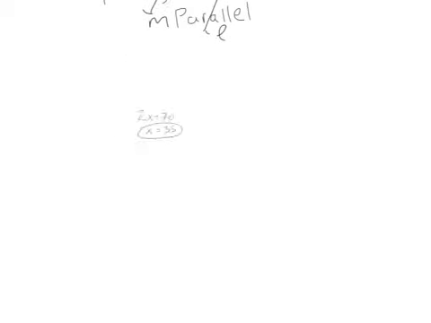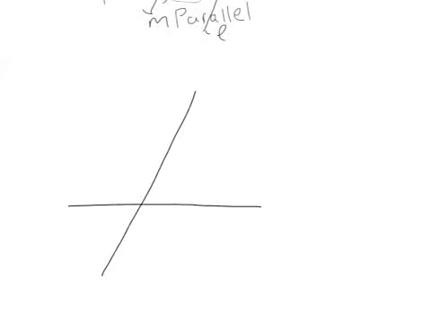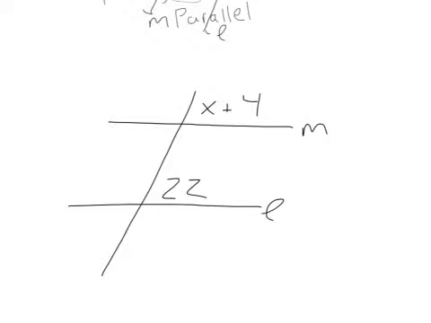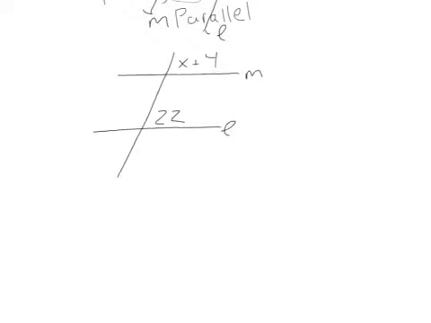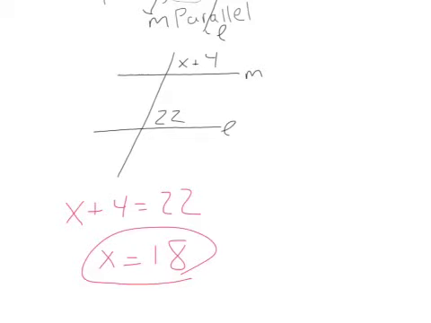Another type we might have, let's say we had something like this, and I wanted you to tell me what value of x would make these, let's say this was 22, what value of x would make lines L and M parallel? Well, looking at these, they are corresponding angles, so I know corresponding angles have to be congruent, so I can say x plus 4 is equal to 22, and I subtract 4 from both sides and I'll get x equals 18. So that's just a different one.